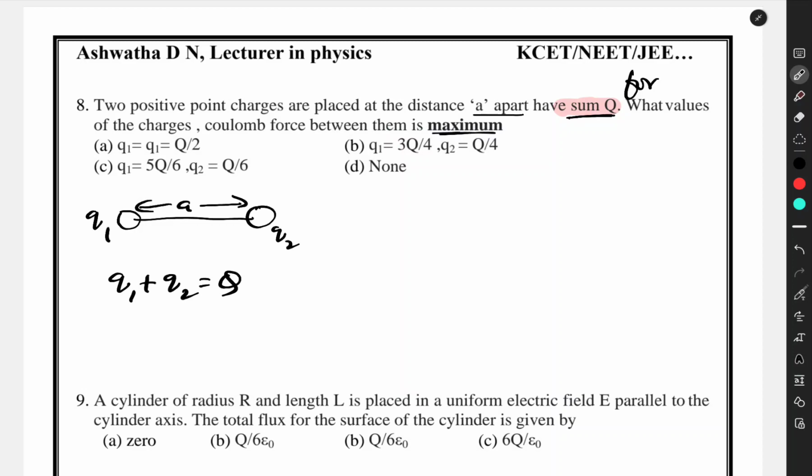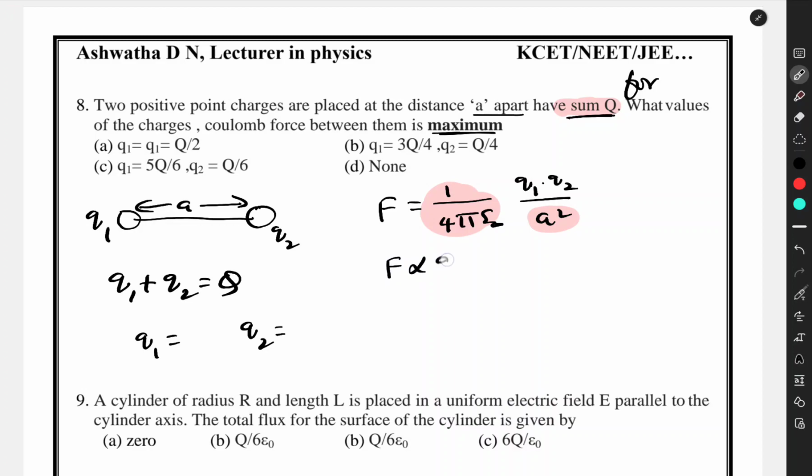For which particular division of charges, that is, what should be the values of q1 and q2 so that the force becomes maximum? The electrostatic force of attraction or repulsion between two charges is directly proportional to q1 into q2 divided by r square. Since 1 by 4 pi epsilon is constant, force is solely dependent on q1 into q2. Multiply q1 and q2, and where you get the maximum q1 into q2, that will be the answer here.